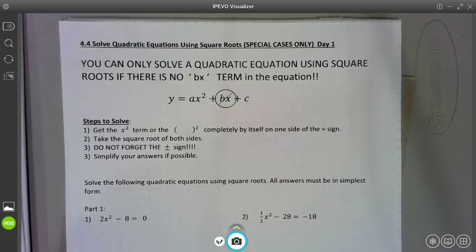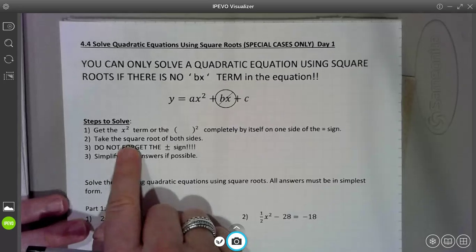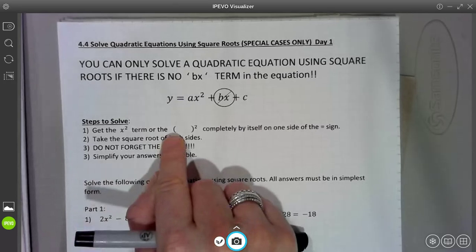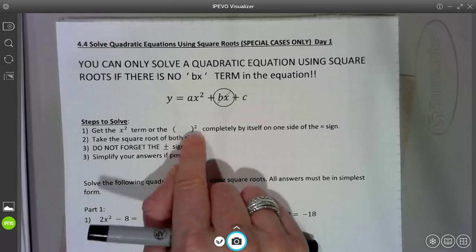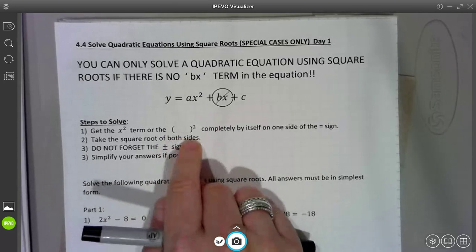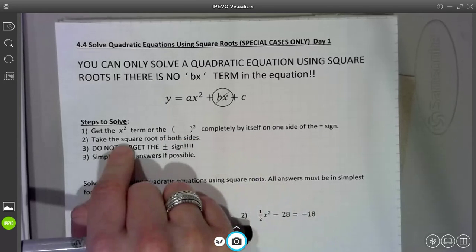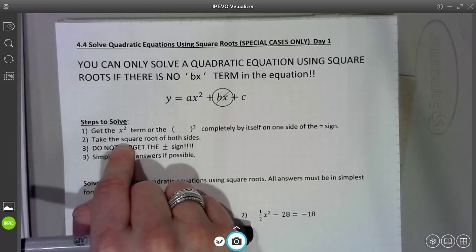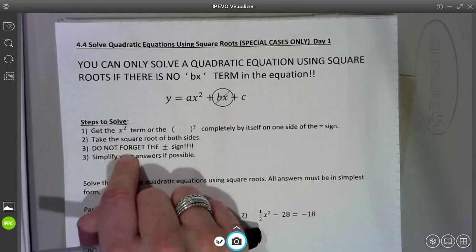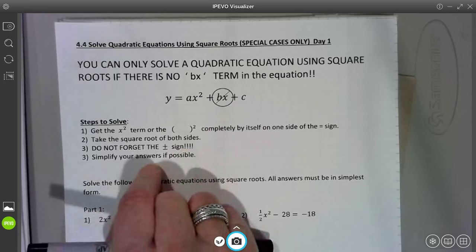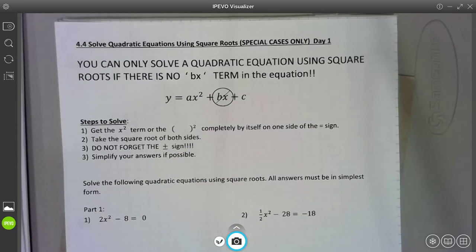All right, so once you establish that this equation is okay to solve using a square root, these are the steps you're going to take. The first thing you want to do is get the x squared term, or sometimes it's not an x squared, it's an entire parenthesis that is being squared. You want to get either one of those completely by itself on one side of the equal sign. Then you're going to take the square root, you're going to unsquare both sides of the equation. You're going to not forget the plus or minus sign, and I'll explain that when we get to it. And then you're always going to make sure your answers are simplified. We always want to make sure that our square roots are in simplest form, okay?